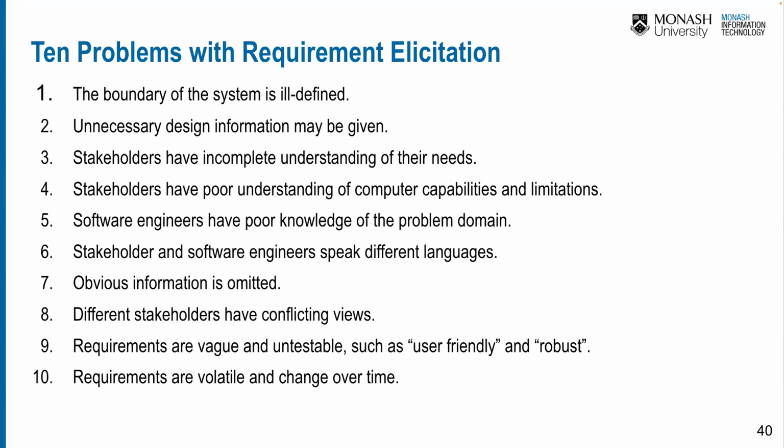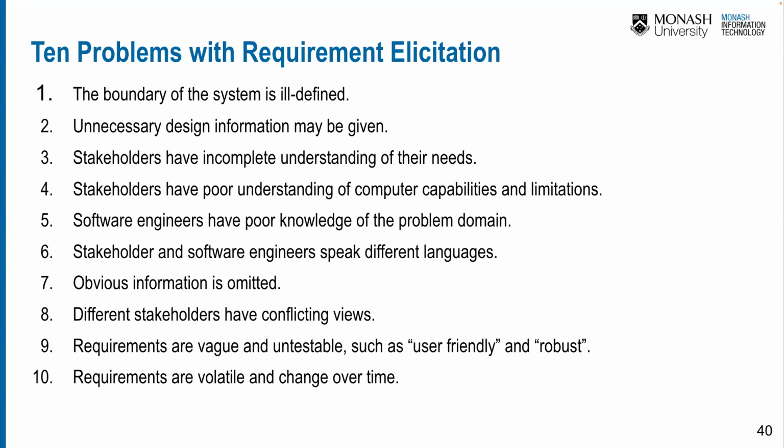Stakeholders and software engineers speak different languages. Obvious information is omitted. Different stakeholders have conflicting views. Sometimes we have two clients. One client wants this, another client wants that. So it really depends, and we need to resolve this kind of problem really well.